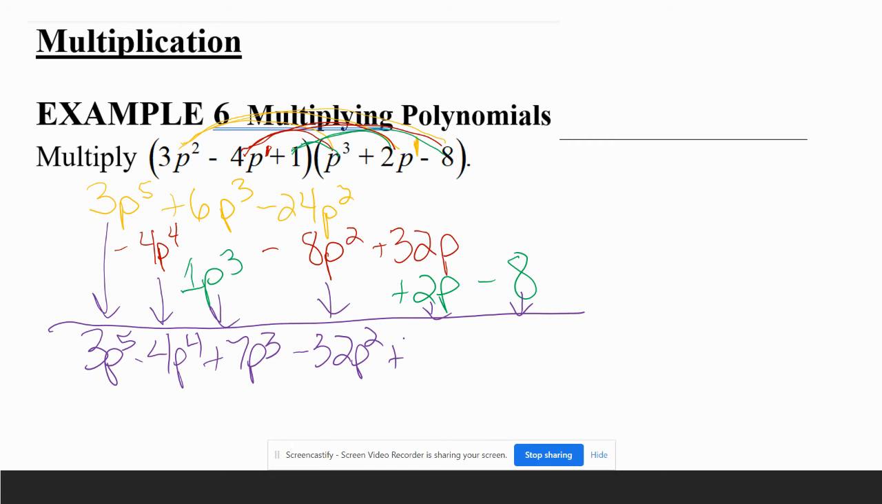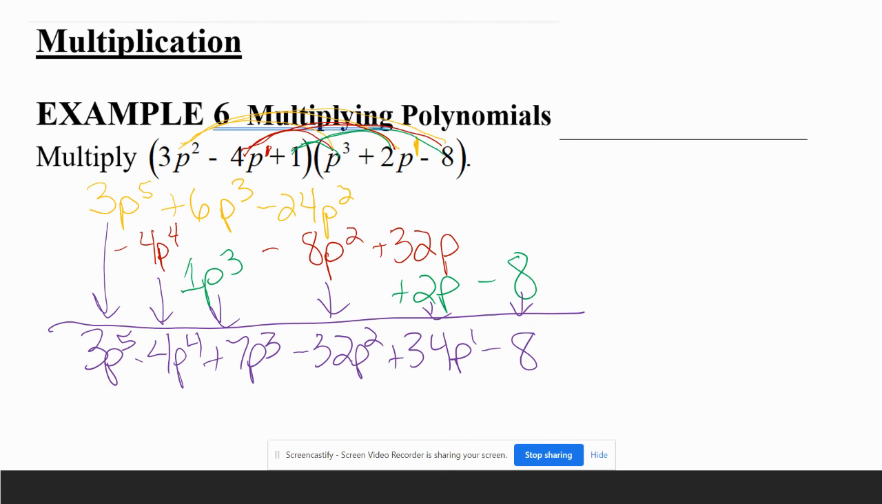32 plus 2 is 34p, and then we have that negative 8 that has no like terms. Now we've taken care of writing this in standard form. This goes from fifth to fourth to third to second to first to no. So everything is in order from greatest to least.